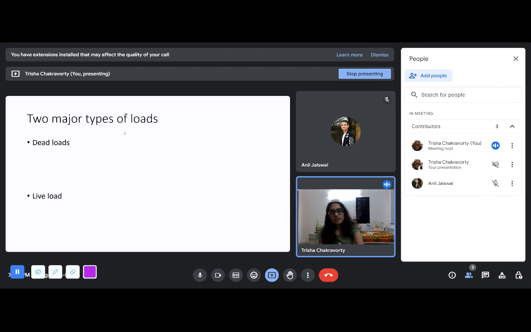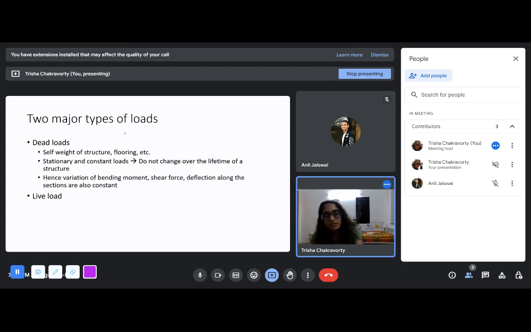So there are two major types of loads. Firstly, dead loads and live loads. Dead load includes the self weight of the structure. For example, the weight of the concrete, the weight of the steel, the flooring, for example, the marble that we have put, and the self weight of the structure that remains constant and stationary. It does not move, it does not change across the lifetime of the structure. So hence the variation of the bending moment, shear force, deflection, or reaction forces, or any kind of response of the structure due to the dead loads also does not change across the lifetime of a structure. So along all sections, these responses remain constant.